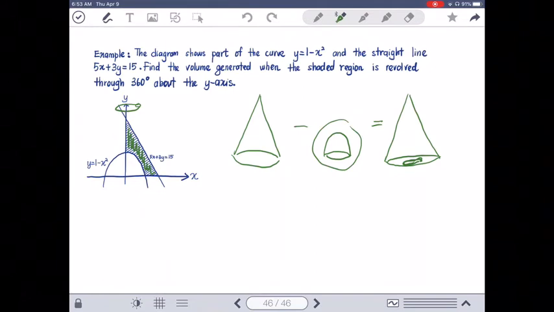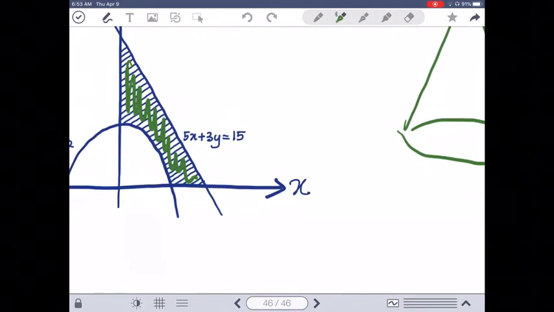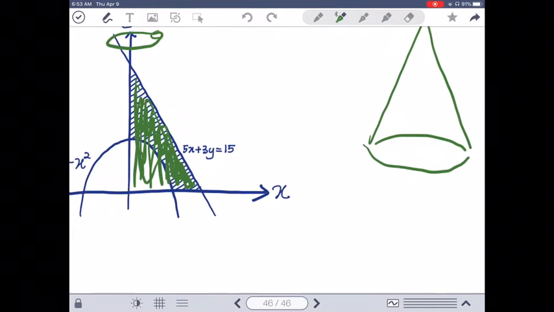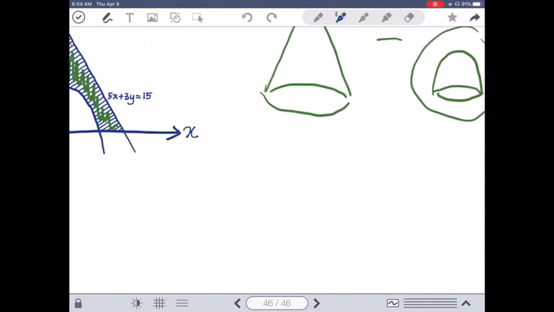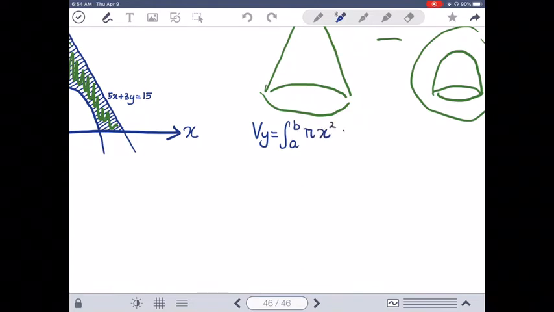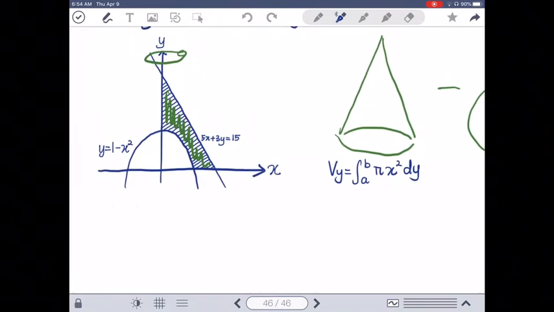Okay, to find the volume of the cone, which means that we need to find this total area here, and we will just turn about the y-axis. So since we turn about the y-axis, means that we need to use the formula Vy equals to integration from a to b pi x squared dy. Do we have a to b? So we know that our a is 0. What is our b here? Okay, we want to find this b here.